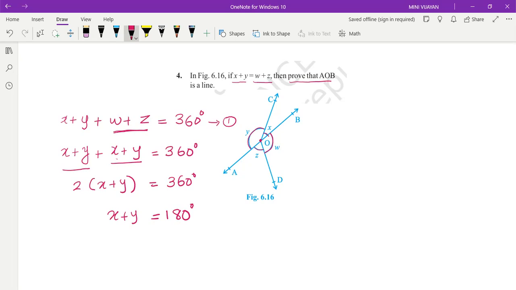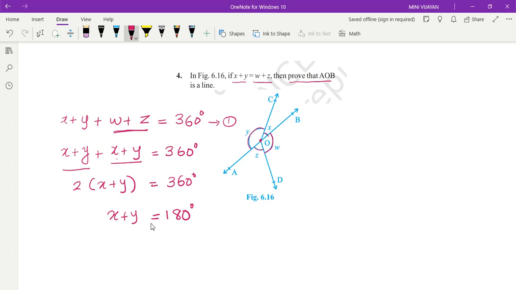This is why I told you in the beginning itself, you don't write this step in the beginning. We don't know whether AOB is a line or not. It is not given in the question. So don't write this step in the beginning itself. Okay. So x plus y is equal to 180. You have to prove it. Clear?